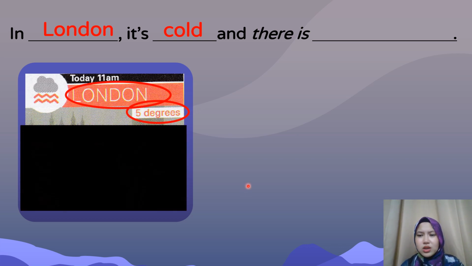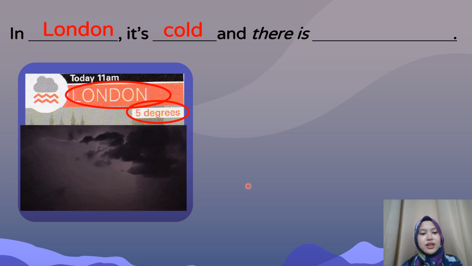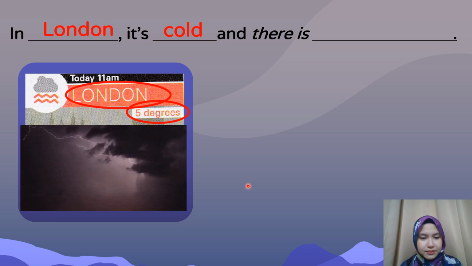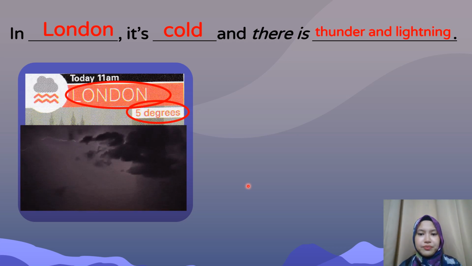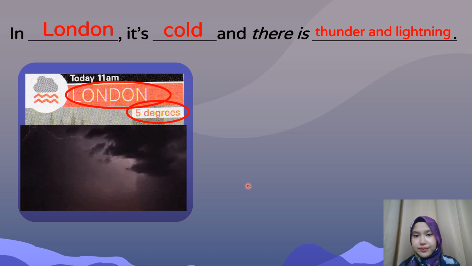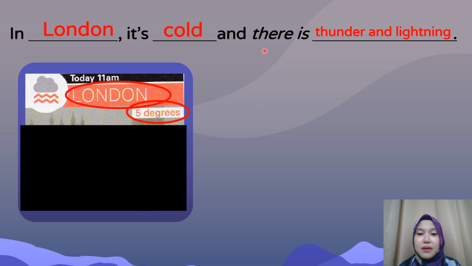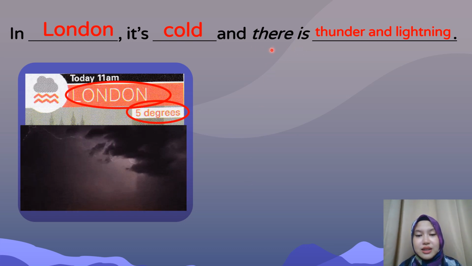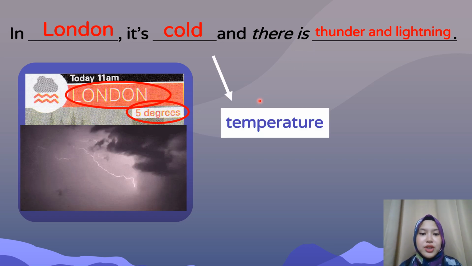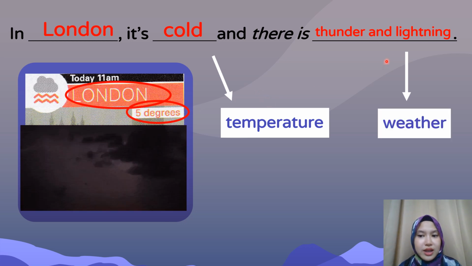Okay, so what is this called tadi? Kilat and guruh. Okay, so it's called thunder and lightning. So you write down, there is thunder and lightning. Okay. Sama macam tadi, but this time we use there is. Alright. So the temperature is there, 5 degrees, it's cold. And then the weather is also there, thunder and lightning.